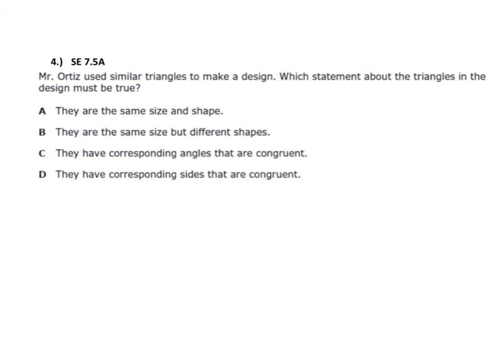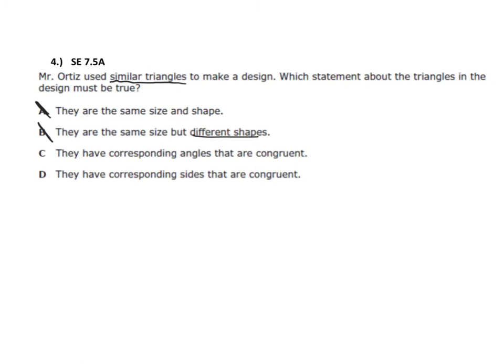Alright, number 4. Mr. Ortiz used similar triangles to make a design. Which statement about the triangles in the design must be true? We have A, they're the same size and shape. That's possible, but being similar, they aren't always. So A is wrong. B says they are the same size but different shapes. Typically, same size and shape, or if they're similar, they're going to be at least the same shape. With them being different shapes, B is wrong.